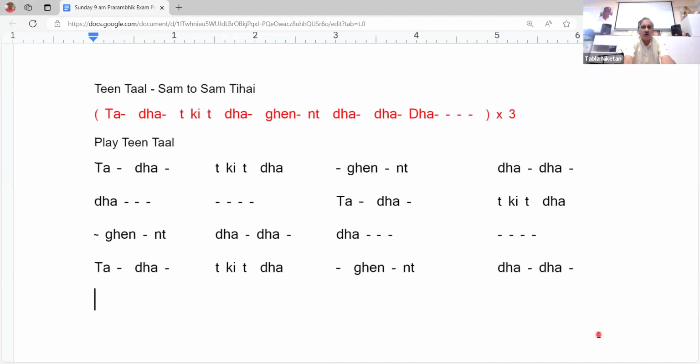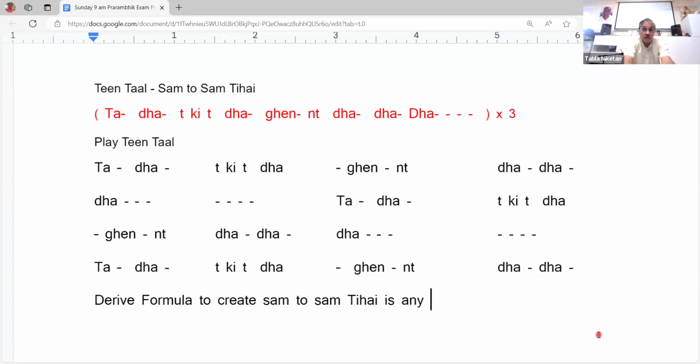Okay, so let's derive the formula to create a TI, in any tal. This is what we are working on. It's like I'm giving you source code, or a flow chart. This is the algorithm I'm giving you. Once you understand this, you should be able to create a TI in any tal, but the example we are doing is for teen tal.